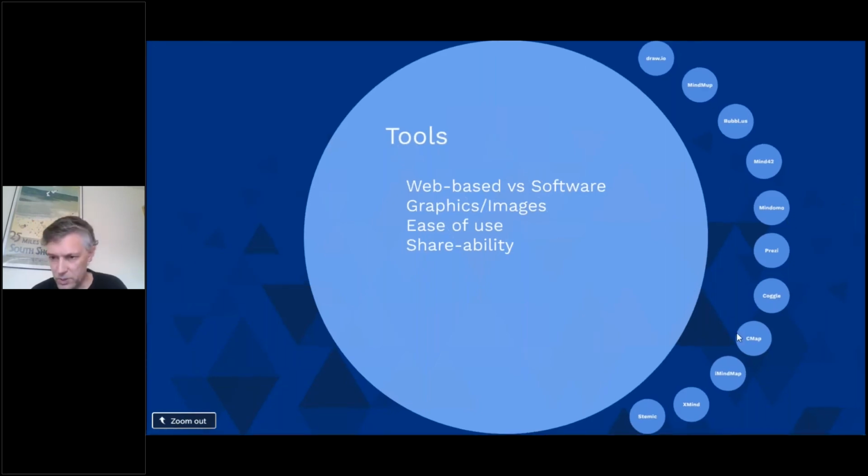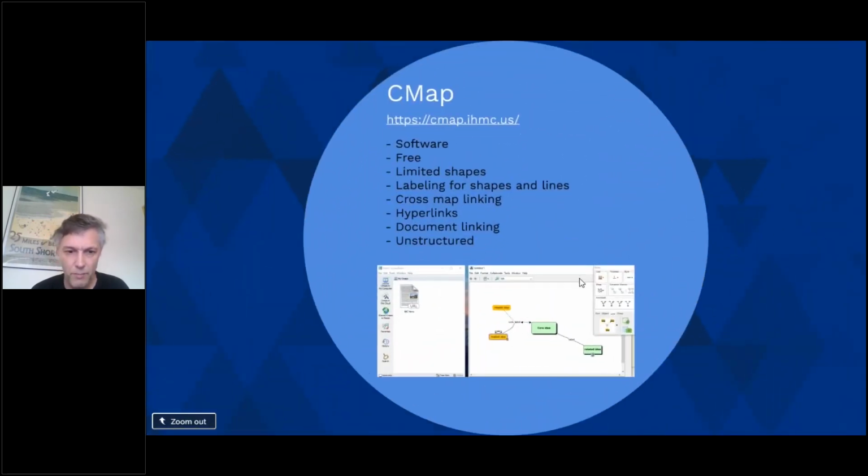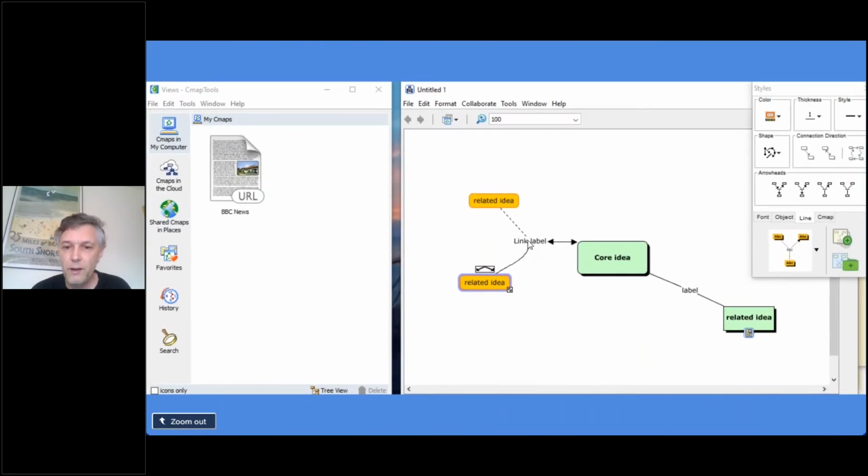At this point, I will just show the one that I tend to use the most, that my examples were for, which was CMap. This is a software-based mapping tool. It's completely free, limited in shape, so it's more concept than mind mapping. It does cross-map linking, does hyperlinks. It's unstructured. It allows for labels to be linked. It allows for hyperlinks and documents to be connected to it.